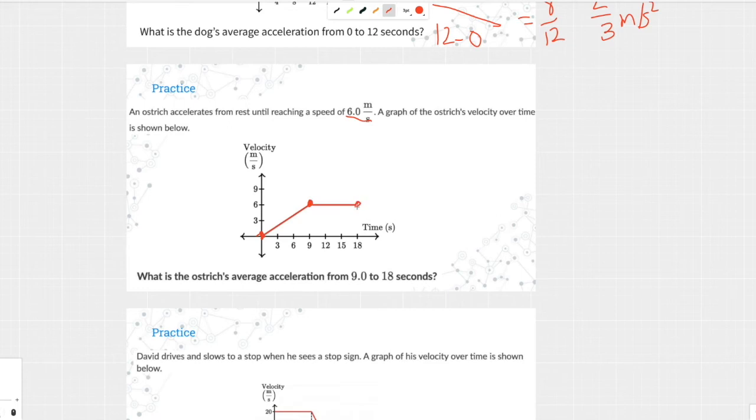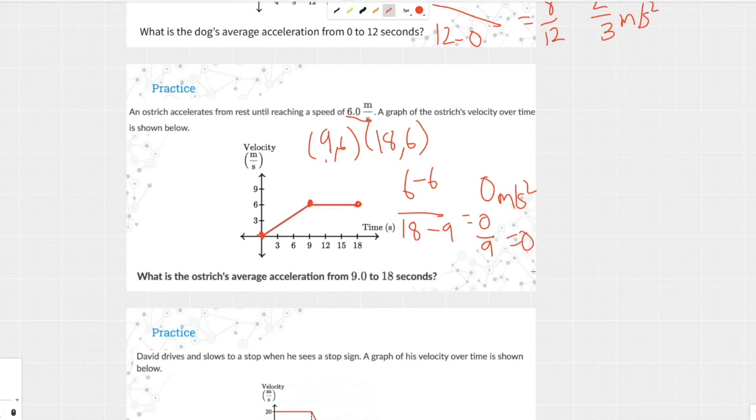So what is the average acceleration from 9 seconds to 18 seconds? We have to find the slope, but we know if that line is flat, that means the ostrich is taking a break. So it actually does not have any acceleration. The acceleration is 0. And if that doesn't make that much sense, we can also just take numbers. So 9, comma 6, and then we have 18, comma 6. y2 minus y1 over x2 minus x1. So 0 over 9 is 0.